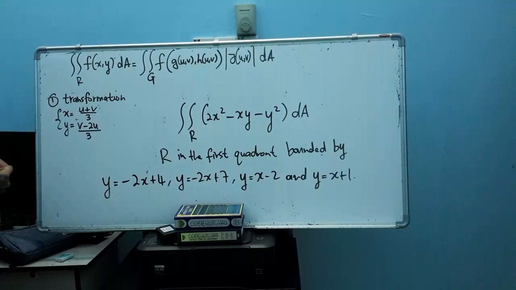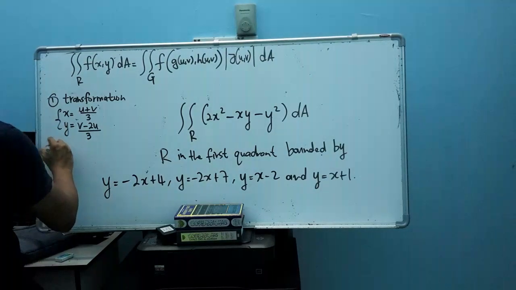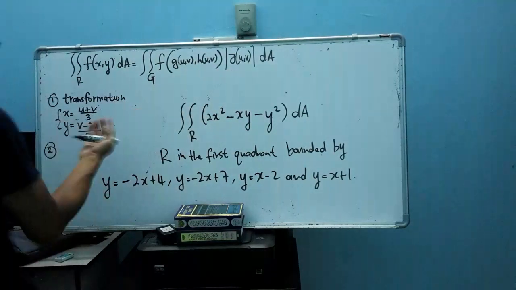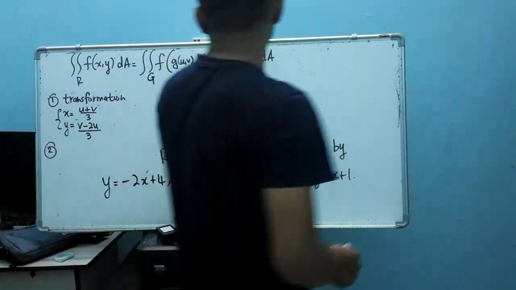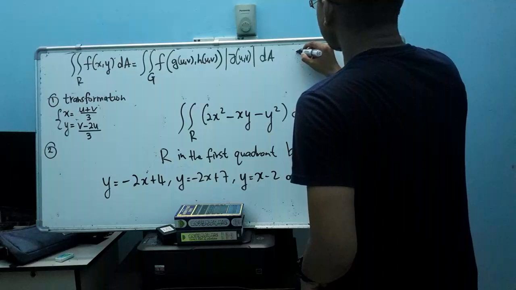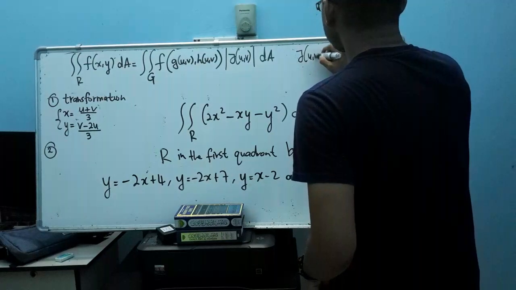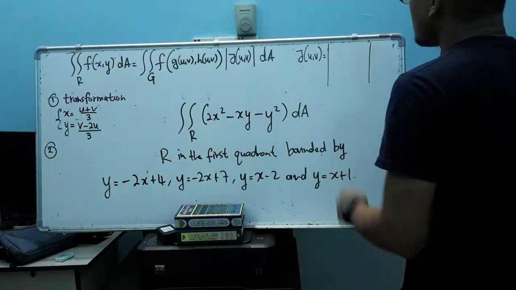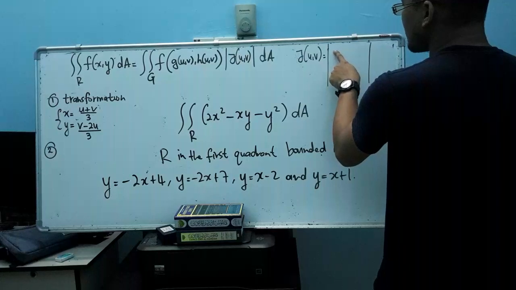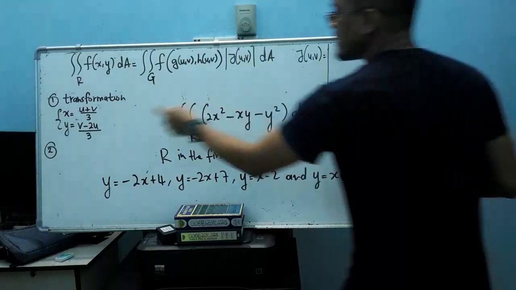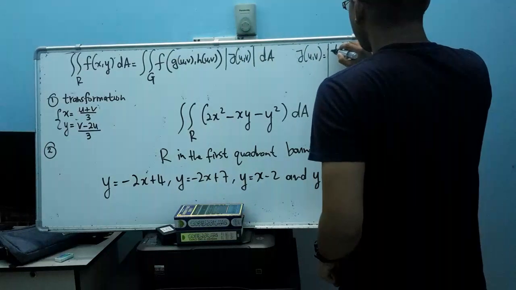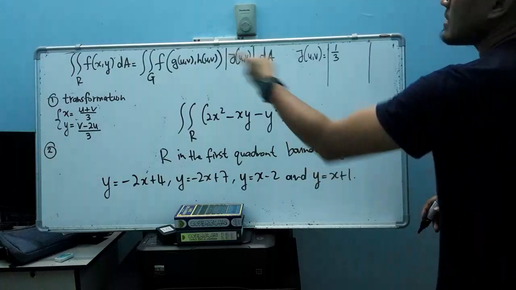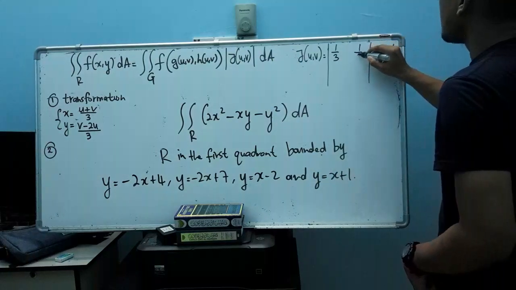Okay, the second thing I need to calculate is this Jacobian, J(u,v). How to find J(u,v)? By the definition, J(u,v) is equal to this determinant, so you need to find the determinant. The first one will be the partial derivative dx/du. What is my dx/du? Dx/du here will be 1 over 3. And then what is my dx/dv? Dx/dv here will also be 1 over 3.